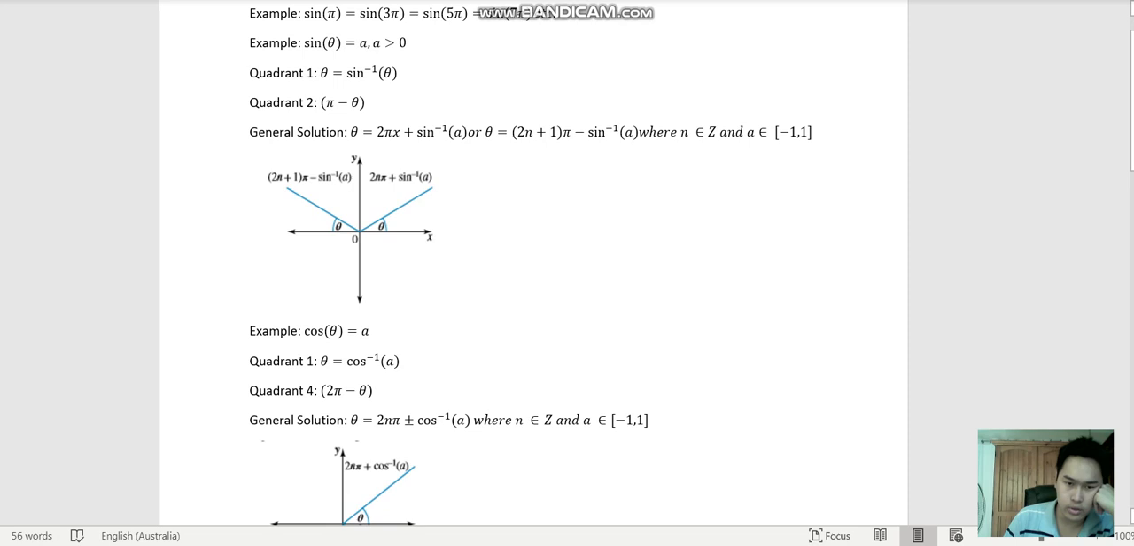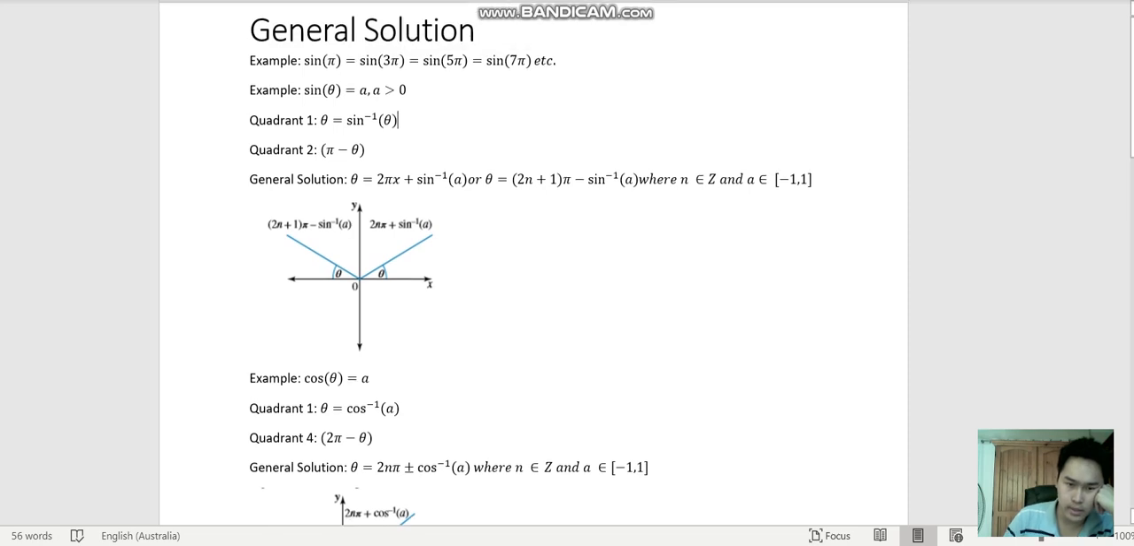To put it simply, the general solution, which is the rule for sine, is that theta equals 2 pi n plus the inverse sine of a, or theta equals (2n plus 1) multiplied by pi minus the inverse sine of a. Here n is part of Z, the integers, so whole numbers like 1, 2, 3, and a is between negative 1 and 1. And as discussed in the unit circle, those are the only solutions that can be accepted.